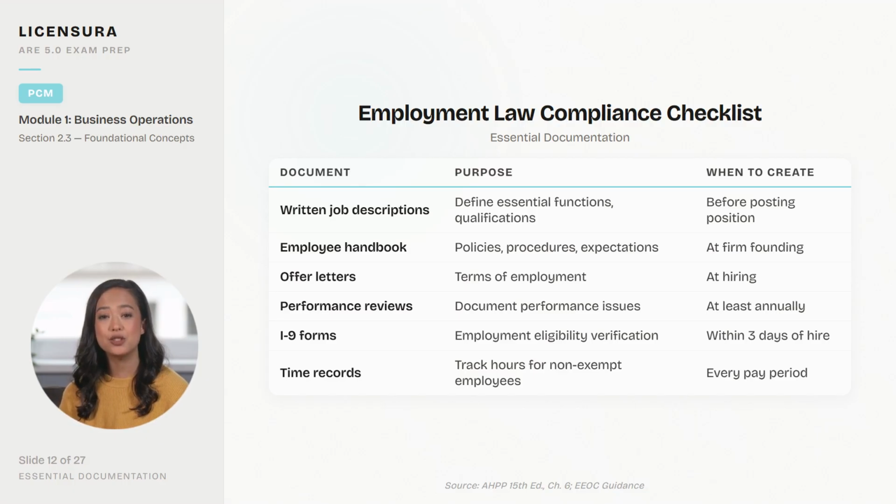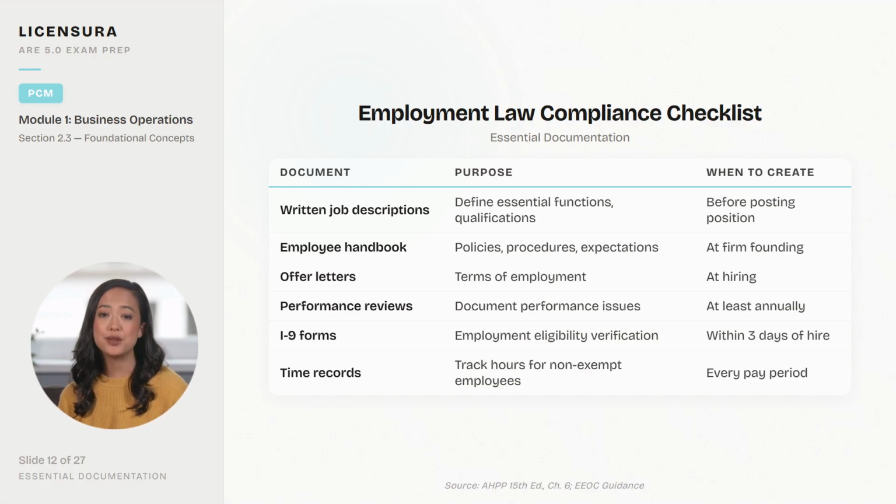You need written job descriptions before you post a position. These define essential functions and qualifications, which is critical for ADA compliance down the road. You need an employee handbook from day one of your firm, not something you'll get around to eventually. Offer letters at every hire. Performance reviews at least annually. And I mean real documented reviews, not casual conversations. I-9 forms within 3 days of hire. Not 3 weeks, 3 days. That's the law. And time records every pay period for all your non-exempt employees.